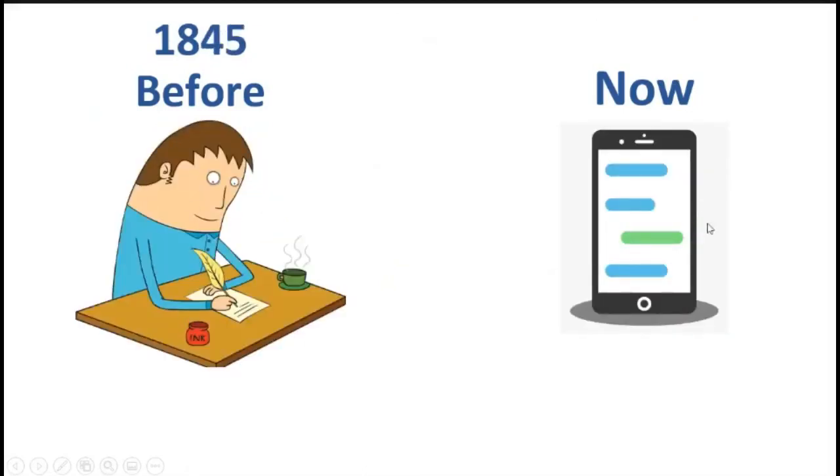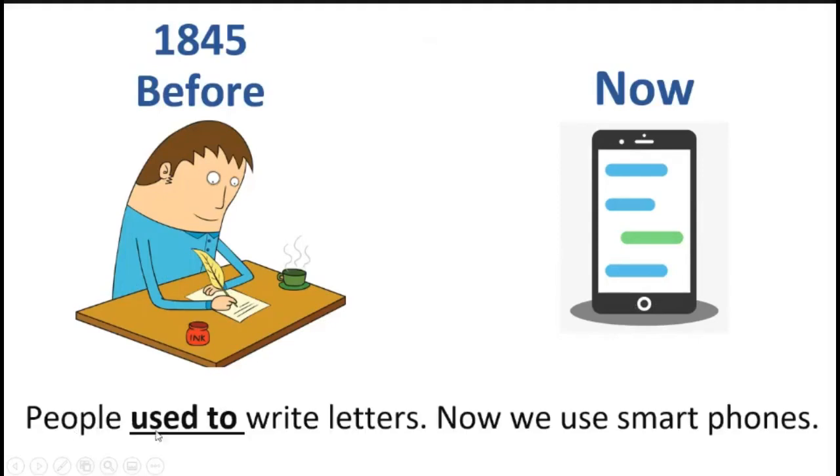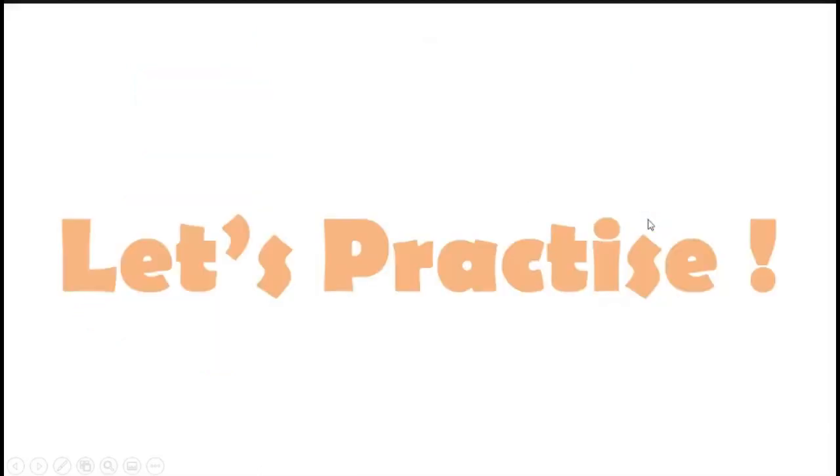Before, now. He is writing a letter in the picture, and there's a smartphone. People used to write letters. Now we use smartphones. Eskiden insanlar mektup yazardı. Şimdi akıllı telefonları kullanıyoruz. Let's practice.